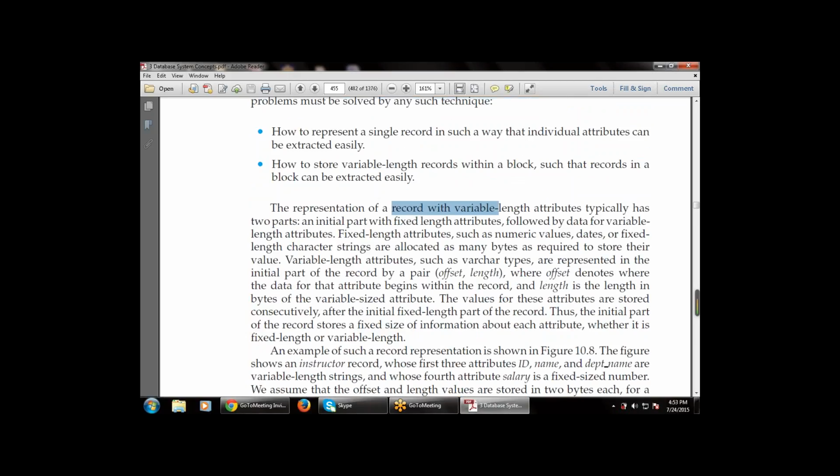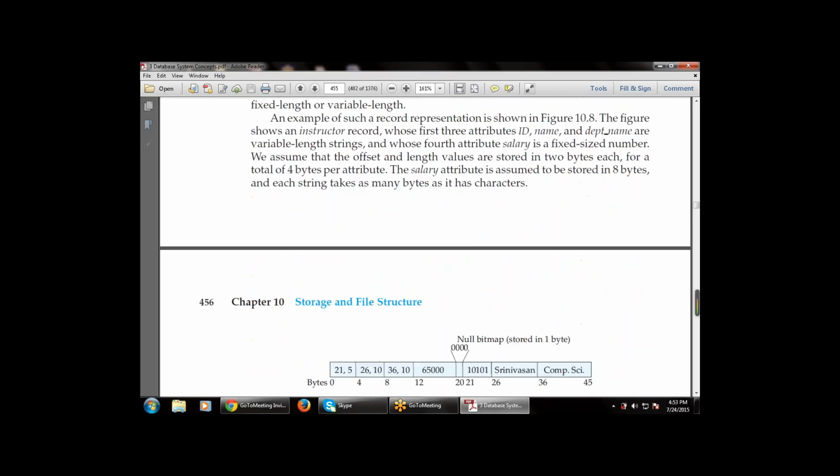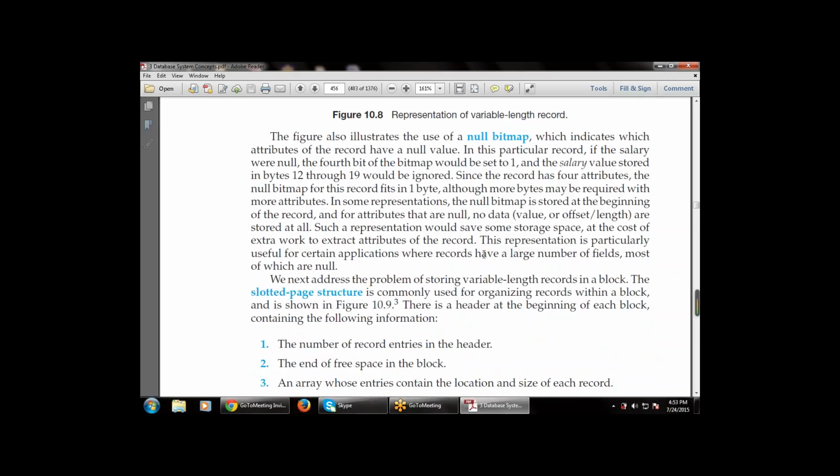The representation of a record with variable length typically has two parts. One is the initial part that has fixed length attributes, and the other is the variable length attributes, which have varchar types. This is a representation of the variable length record. These are the bytes reserved: 0 to 4, 4 to 8, 8 to 12, 12 to 20, 26, 36, 45. And there is a page structure known as the slotted page structure that is commonly used for organizing the records within a block.